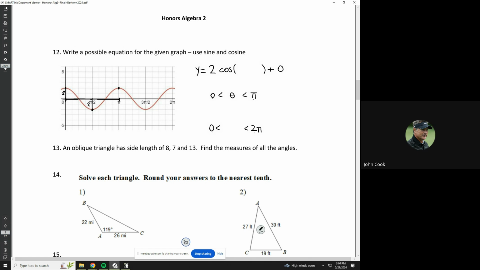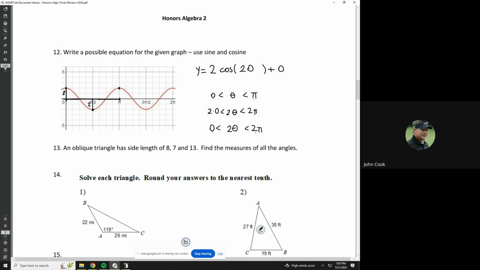So if I multiply the middle part by 2, and this part by 2, and this part by 2, I end up with 0 and 2 pi, right? So 2 theta is going to be that middle value right over there, 2 theta. So it's kind of backwards engineering the period model that I used before to do this. Okay, so there you go. That's all you have to do for it.